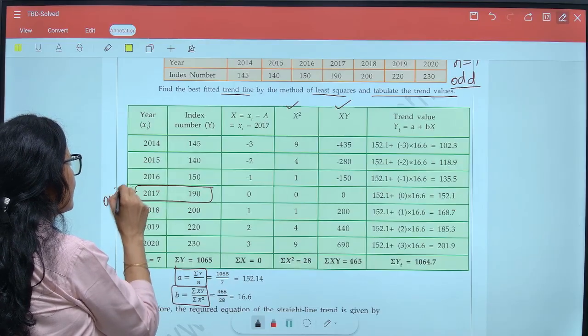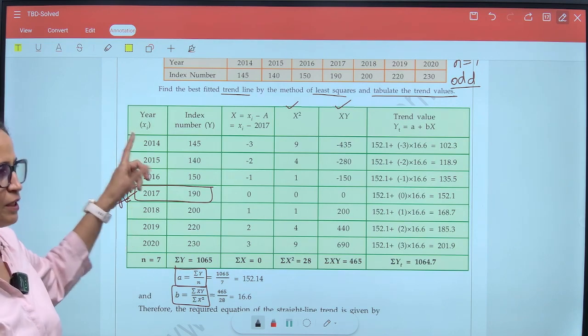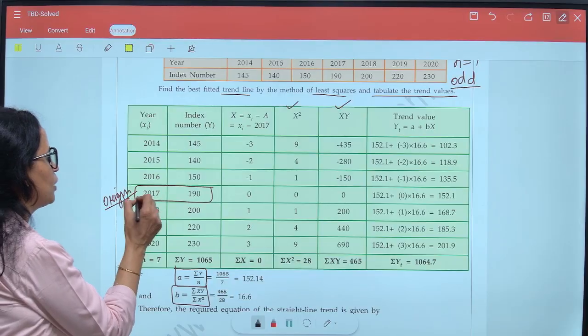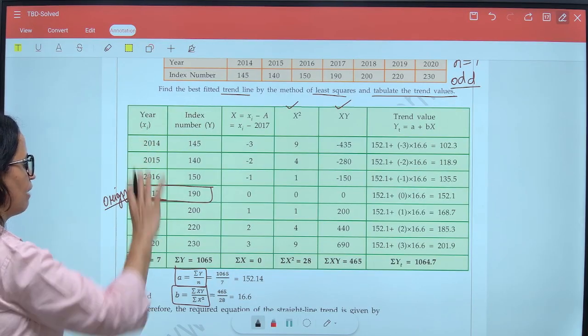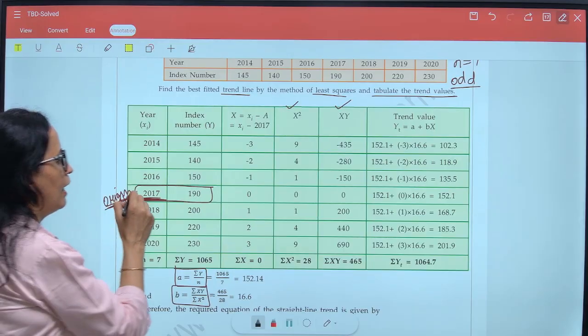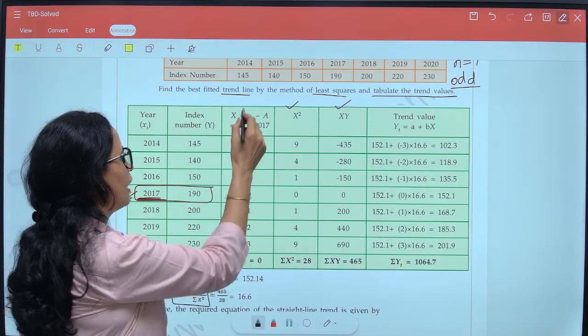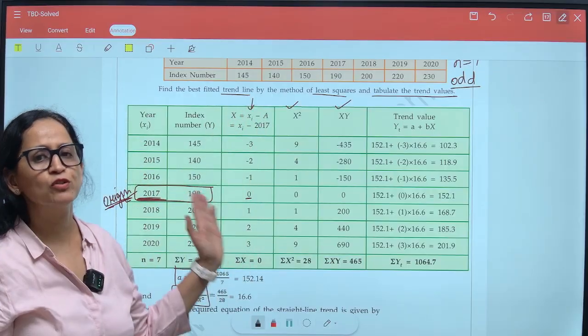So the year 2017 here becomes the origin because we have an odd number of values. The centered or the middle value is 2017. From both the ends, the center value is 2017. So 2017 becomes the origin, and corresponding to the origin we write x as 0. So this column is for deviations, deviation from the origin.